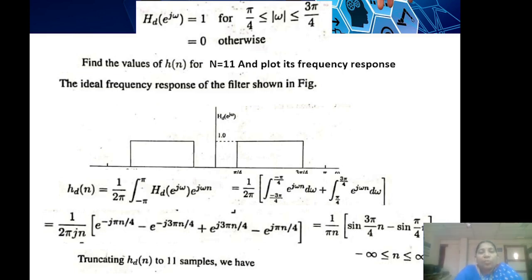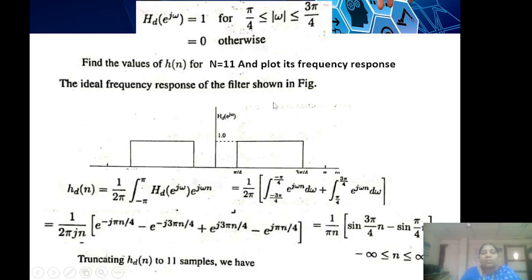So the first step: according to the given problem, it is modulus of ω. That means ω has positive values as well as negative values. When it is positive, the limit will be π/4 to 3π/4. When it is negative, it will be from -3π/4 to -π/4. According to that, the inverse Fourier transform is applied: hd(n) = 1/2π integral from -π to π of Hd(e^jω) e^jωn dω.